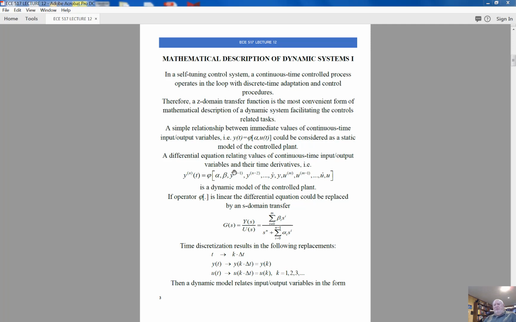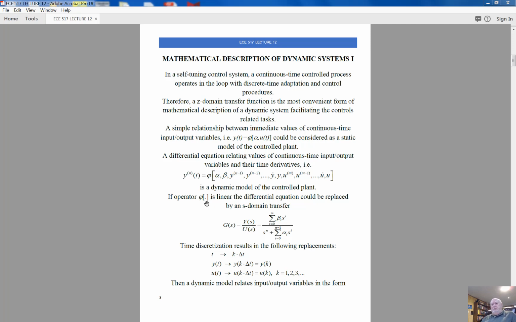Now, if we look into a more realistic situation, we have to deal with dynamic systems. And for a dynamic system, the mathematical description is basically a differential equation. A differential equation can always be rearranged to define the highest order derivative of the output as a function of some unknown parameters, derivatives of the input of lower order, output derivatives of lower order, and finally the output itself. So this effectively is a dynamic model of the control plant.